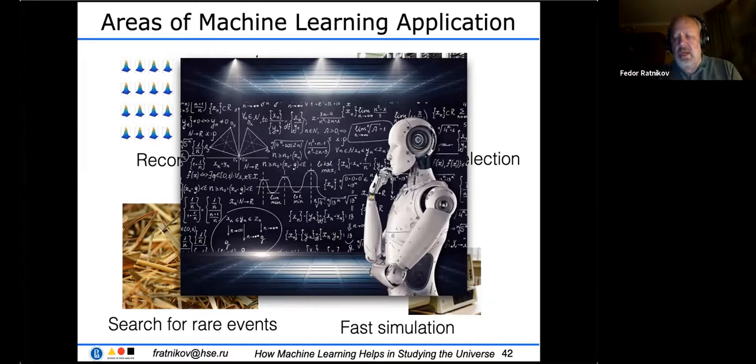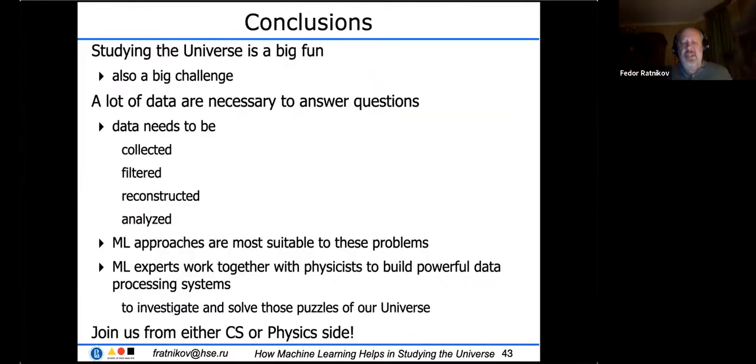comes in. This brings me to the conclusion that I'm very excited about what we are doing right now, and how we merge computer science and physics. It's very advanced physics merged with very advanced computer science. For this type of activity, a lot of data is necessary to answer our question, and the data needs to be collected, filtered, reconstructed, analyzed, and computing science and data science approaches are actively used for this.